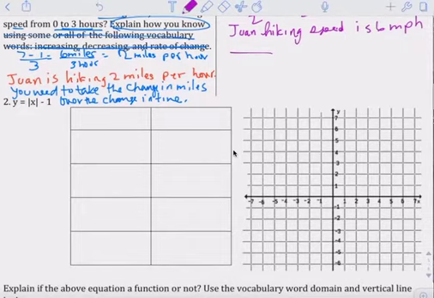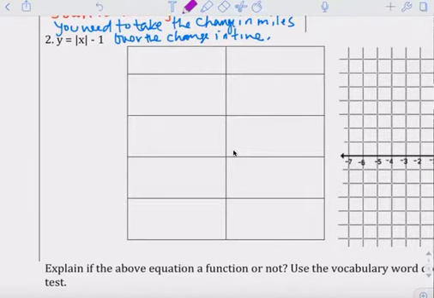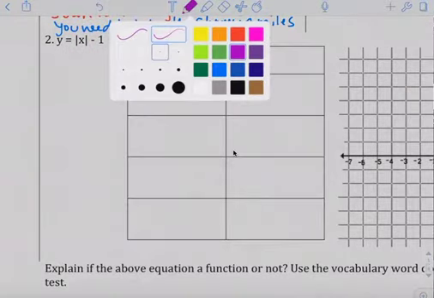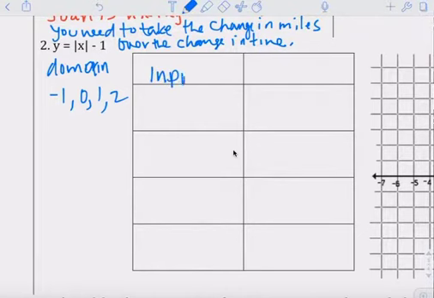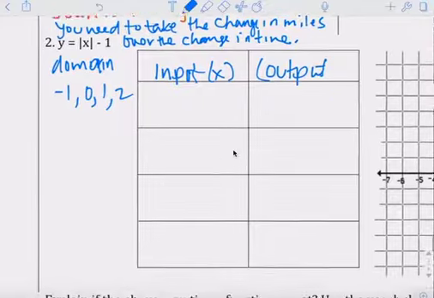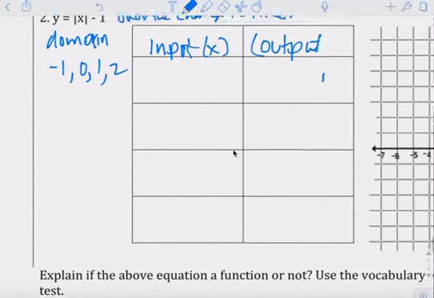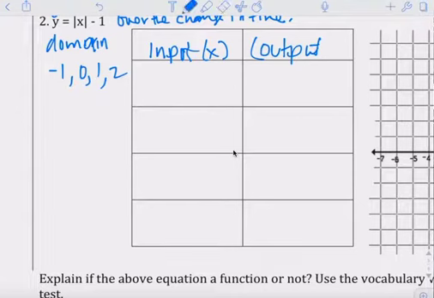Okay. And this, I left mine at home, so I had to use this. Okay, on your test, I will tell you to use a domain of -1, 0, 1, and 2. So you put input or domain, that's your x, your output or your y, and that's your range. That's your answer.